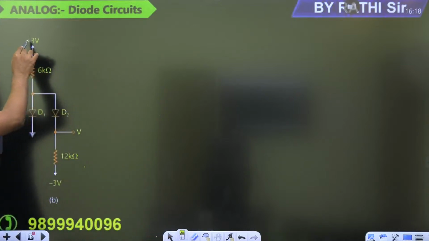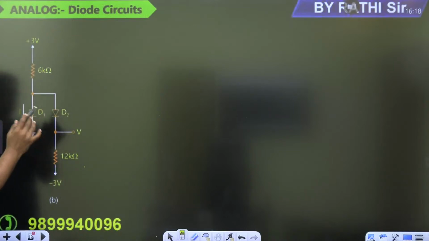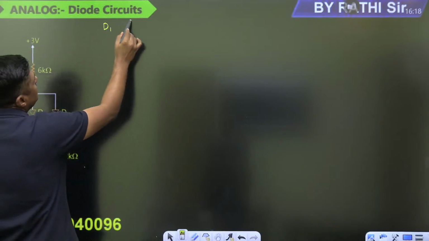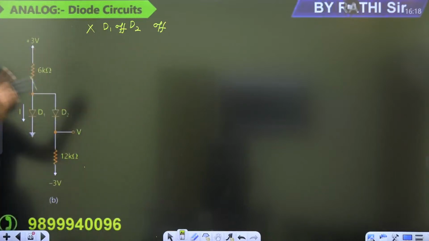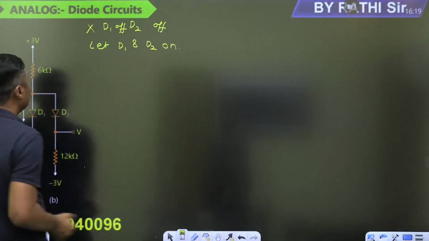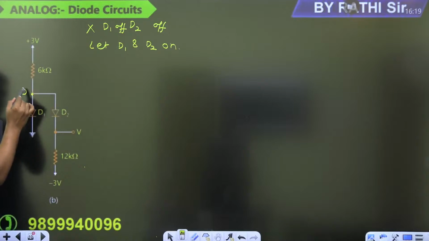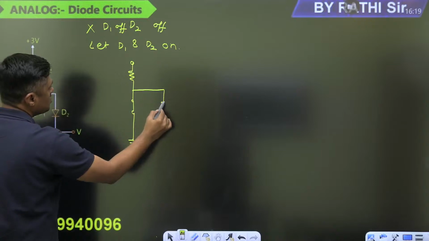Again, because of positive 3, both the diodes may conduct or any one of the diodes may conduct, but that condition is not true. D1, D2 both off will not work. Any one of the diodes may be on. Again we are assuming both the diodes are on, D1 and D2 on, this is the assumption. D2 on, then what is the voltage at this point? It will become 0. It will act as a short circuit. Then this also acts as a short circuit.